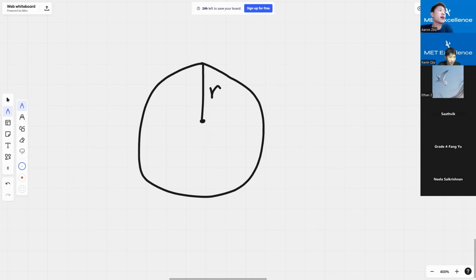But as you guys did point out, it does have many, many cool properties. First of all, the center is always the same distance away from the outer edge, the circle part. And that is always the length of the radius.